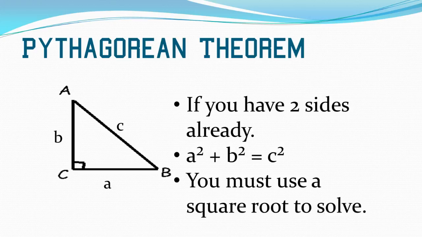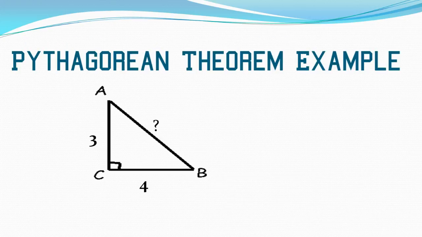If I know a and b, I can solve for c. If I know a and c, I can solve for b. If I know b and c, I can solve for a. The angles do not even come into play when we're dealing with Pythagorean's theorem. Let's look at an example using Pythagorean's theorem.